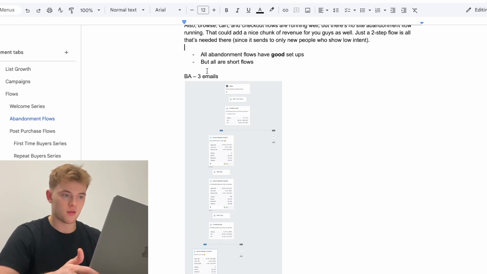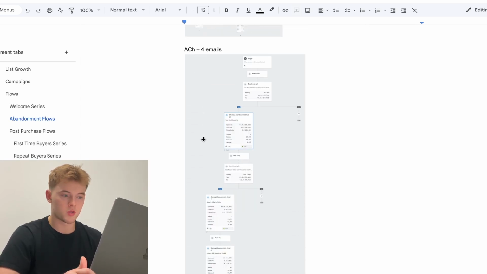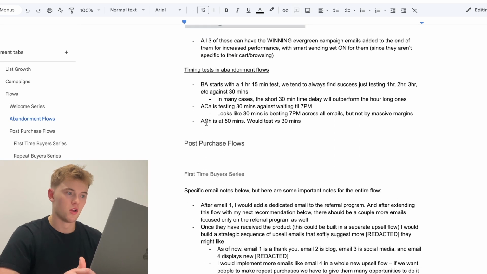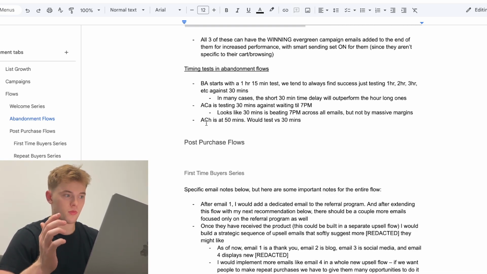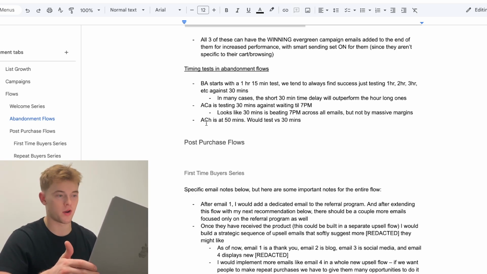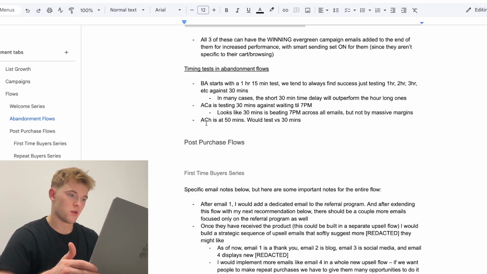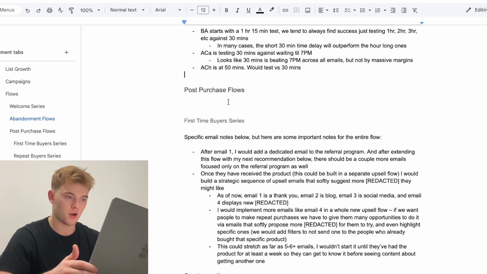The other thing is that their browse abandonment flow was only 3 emails. Abandoned cart was only 4 emails, and abandoned checkout was only 4 emails. So because of that, we were pretty adamant on adding to those and spanning each one out to about 5 to 6 emails, especially for a brand of their size. And then we talked about the timing test, which I already spoke to you about.